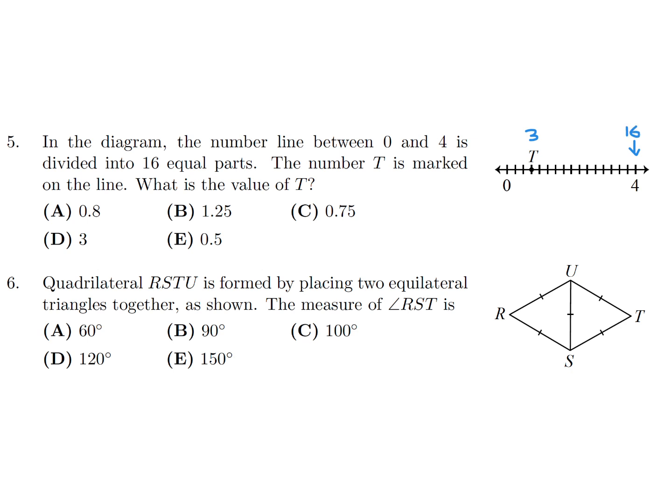So basically, that means that 3 over t is the equivalent of 16 over 4. That's the ratio. Okay, so no problem. So cross multiply and we get 12 is 16t, and therefore 12 over 16 is t. And 12 over 16, they're giving it as decimals, right? So that's 3 over 4, which is 0.75. So that's C.